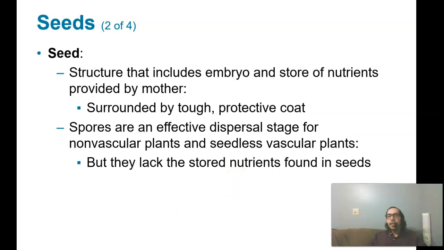So the seed does have certain structures that make it up. We have the embryo, we have the nutrients, and we also have a seed coat, which is a protective coat. This is different than just, say, spores, because spores, although they are effective for dispersal, don't have the nutrients that are found in seeds.